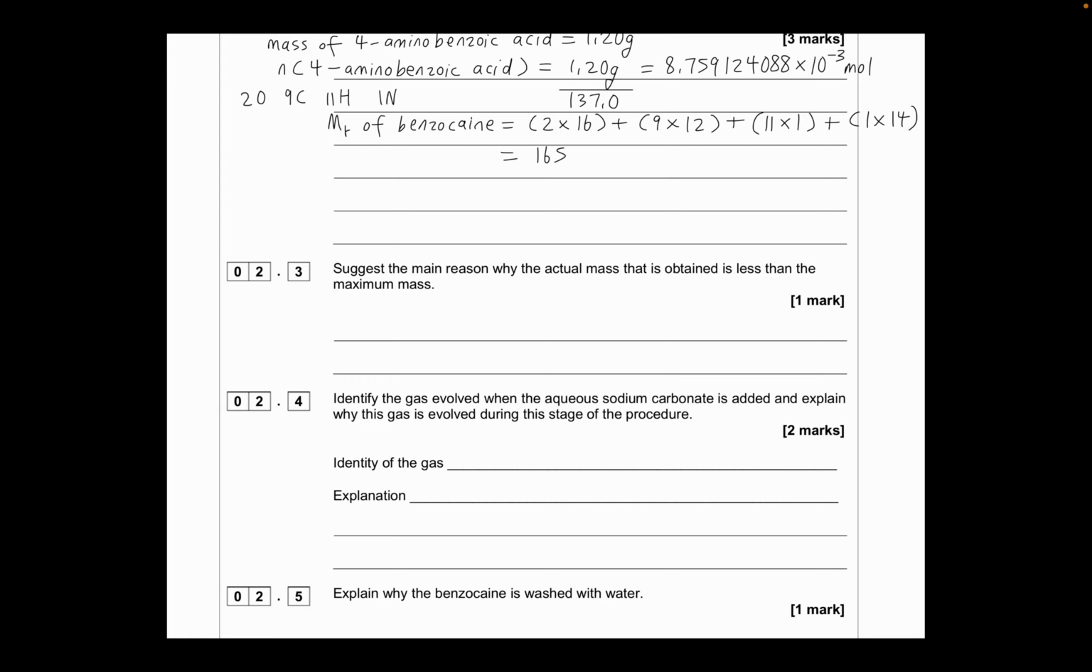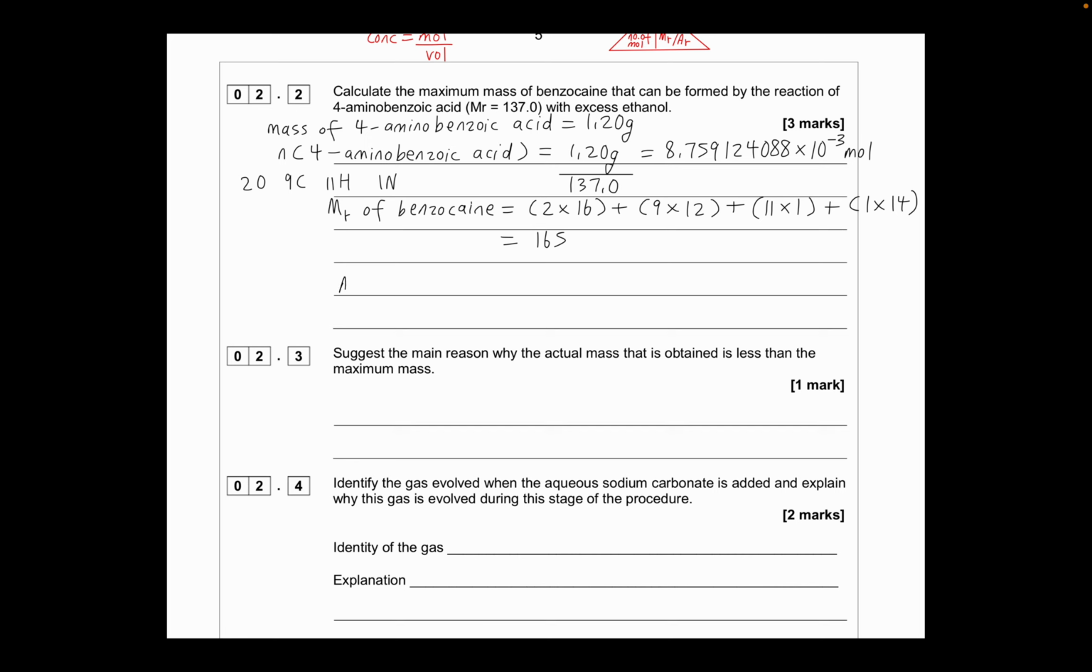Now we can calculate the mass of the product. Like I said earlier, the mass of product is going to be equivalent to the number of moles of 4-aminobenzoic acid, which is this value over here, multiplied by the MR of benzocaine, 165. That's going to give you the value of 8.7591088 times 165, which is 1.445 grams approximately, which we rounded off to 2 decimal places as 1.45 grams.